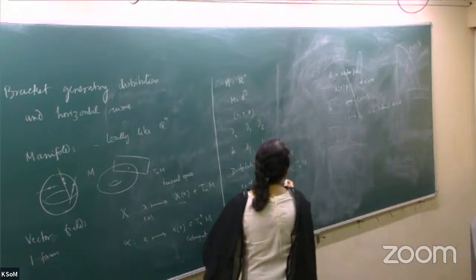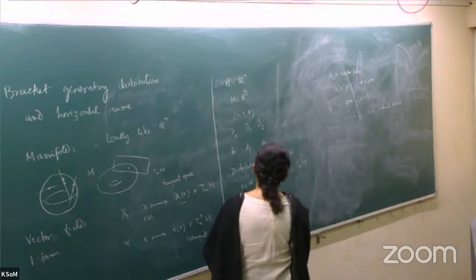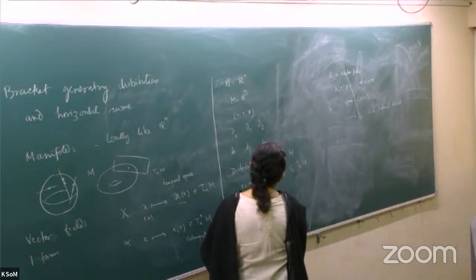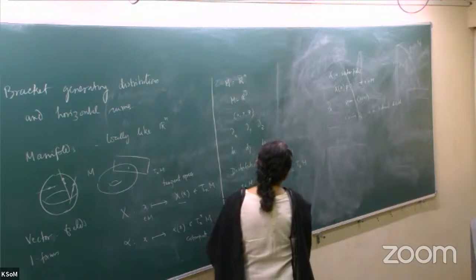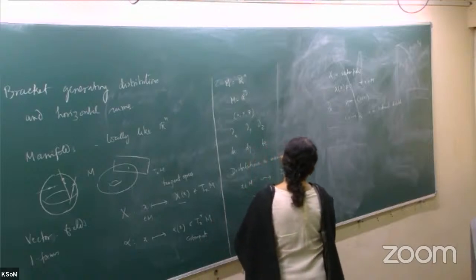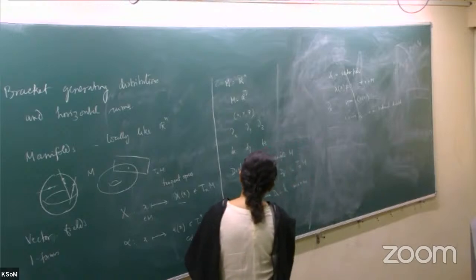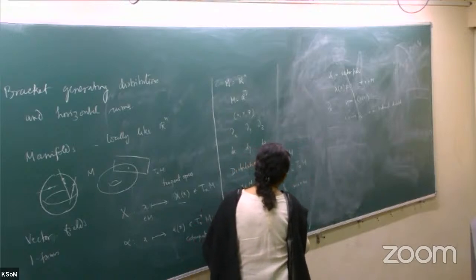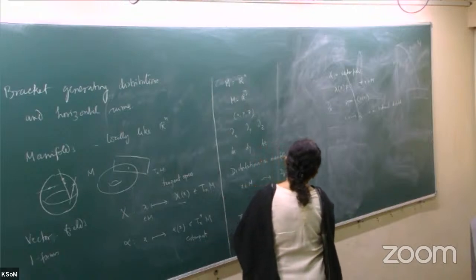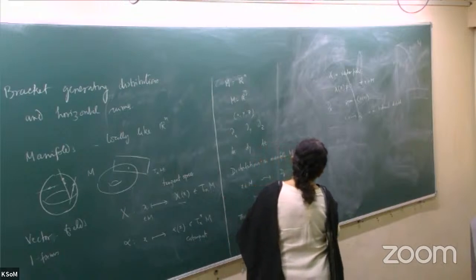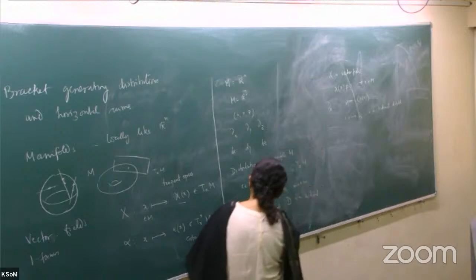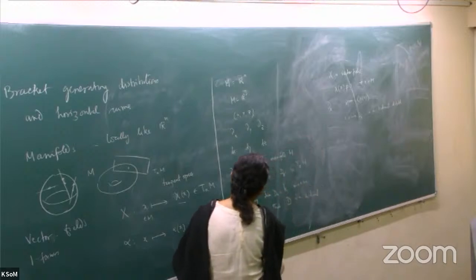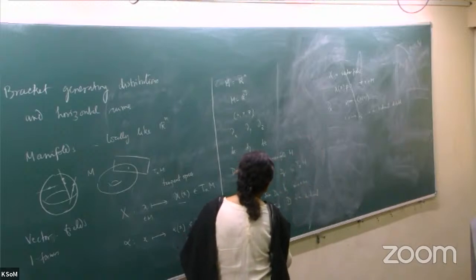In general, if the dimension of D_x is k for all x in M, then we say that D is a k-dimensional distribution on M.